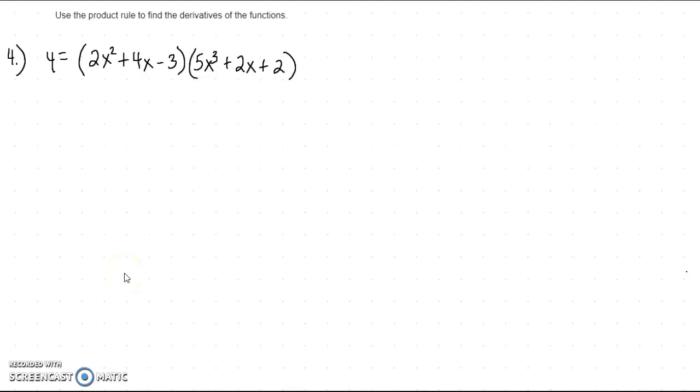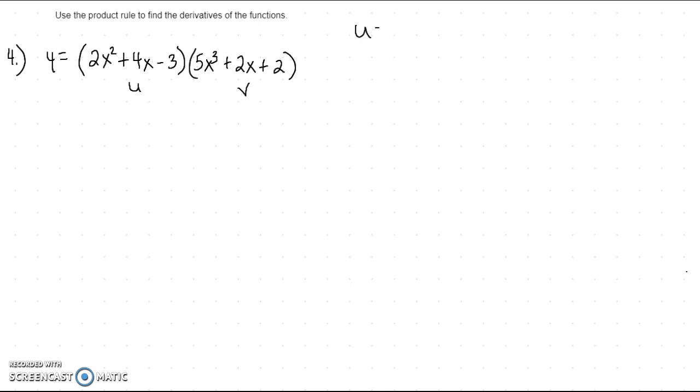Alright, welcome. We are working on the product rule today to find derivatives of certain functions. So here's our latest function, 2x squared plus 4x minus 3 times 5x cubed plus 2x plus 2. We're first going to start off by labeling each of these. The one on the left we're going to label as u, and the one on the right here we're going to label as v. Okay, and so to be able to use the product rule, we need to find the derivative of each of these.